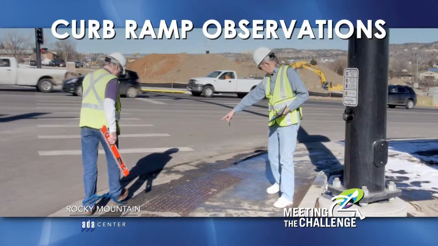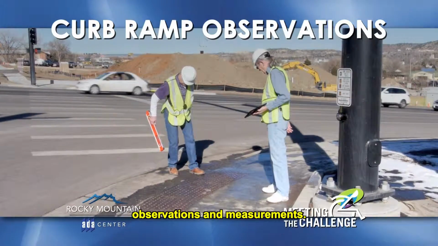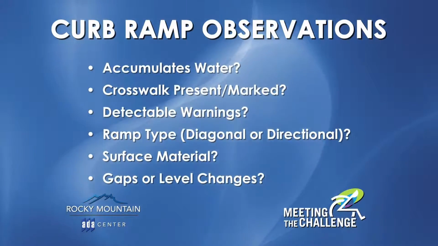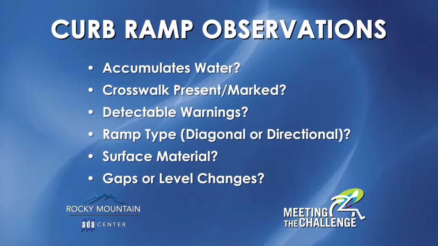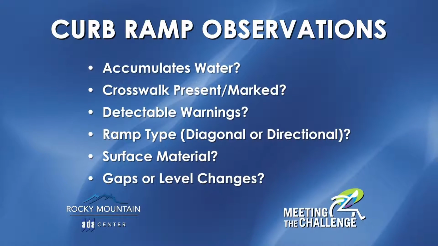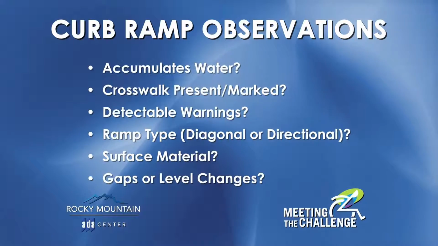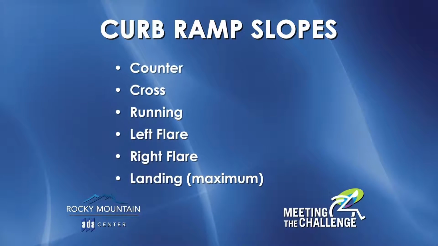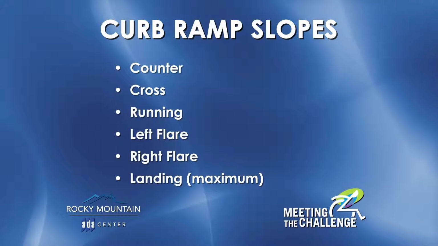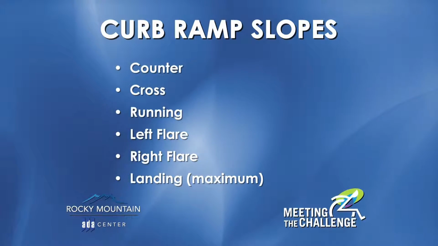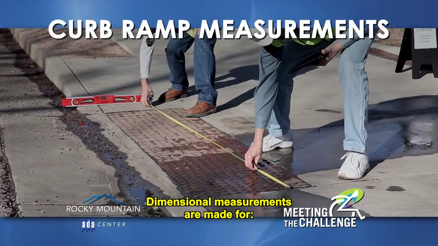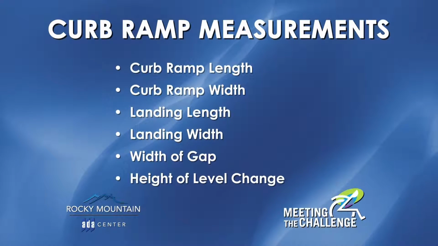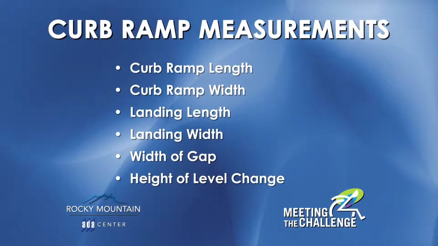Curb ramp observations. Each curb ramp requires a variety of observations and measurements. Some of the observable attributes of a curb ramp are: accumulates water, crosswalk present or marked, detectable warnings, ramp type, diagonal or directional, surface material, gaps or level changes. Measurements include the slopes of curb ramp surfaces: counter, cross, running, left flare, right flare, landing. Dimensional measurements are made for curb ramp length, curb ramp width, landing length, landing width, width of gap, height of level change.